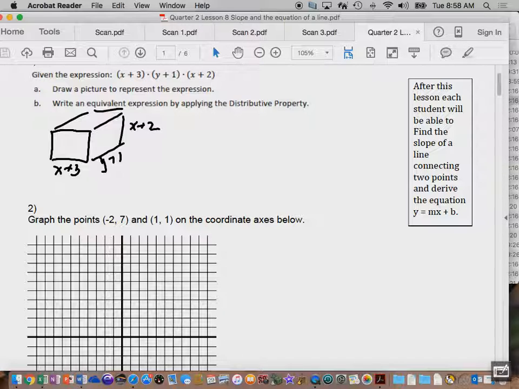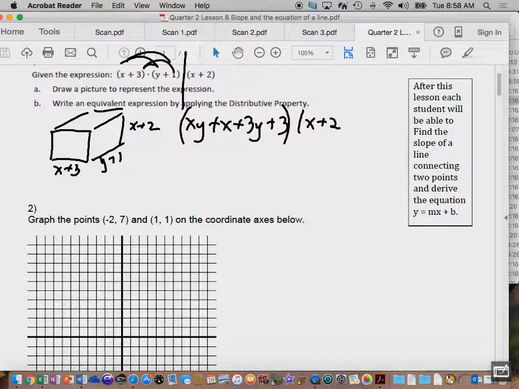Okay, next up, I'm going to ignore the last term for a minute and just double distribute here. So that's going to give me xy plus x plus 3y plus 3. And none of that can be combined. So then I have to multiply that by x plus 2. None of it can be combined because there's no like terms there.